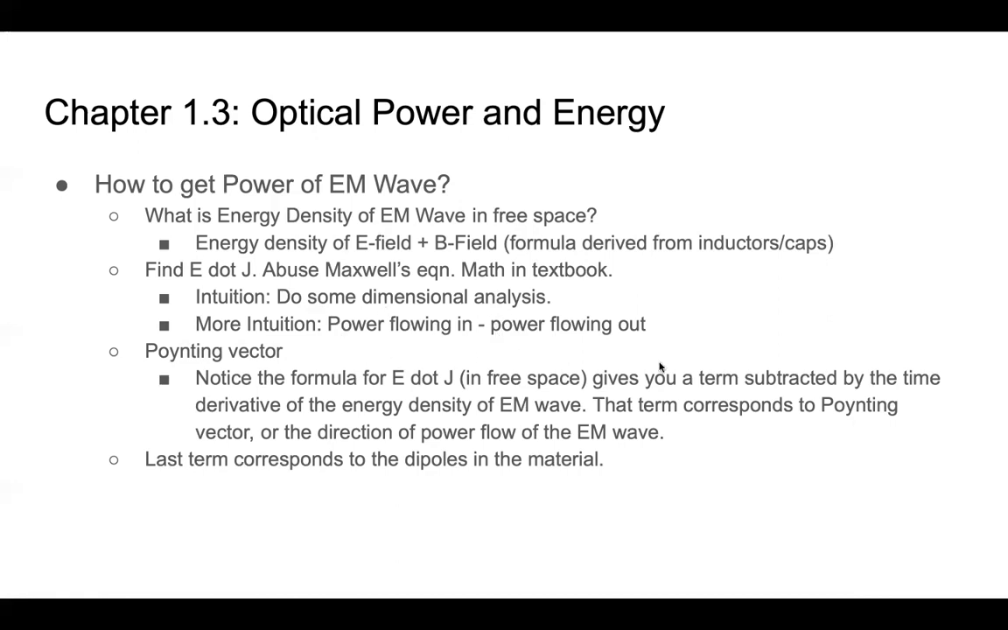To get the power of an EM wave, you want to think about the power flowing in minus the power flowing out. The Poynting vector is the power flow. It points in the direction of power flow of an EM wave. So when you find the power of an EM wave, you take the energy density flowing out, plus the divergence of the Poynting vector. The divergence of the Poynting vector is the energy flowing in, and the energy density is the energy flowing out.